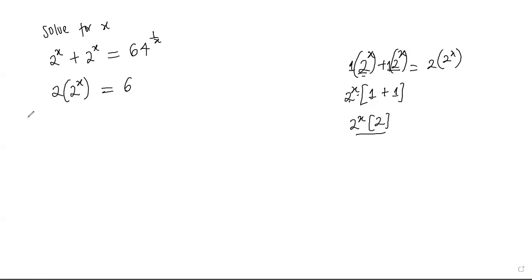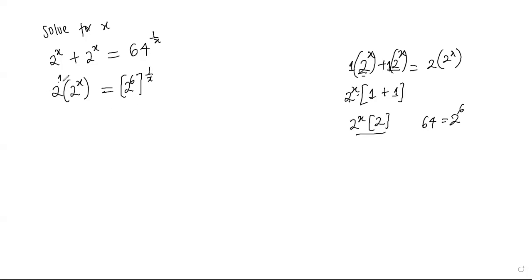You know that 64 can be written in base 2. 64 is actually 2 to the 6th power, right? So this is 2 to the 6th power. That is my 64. And of course, it has the power 1 over x here.